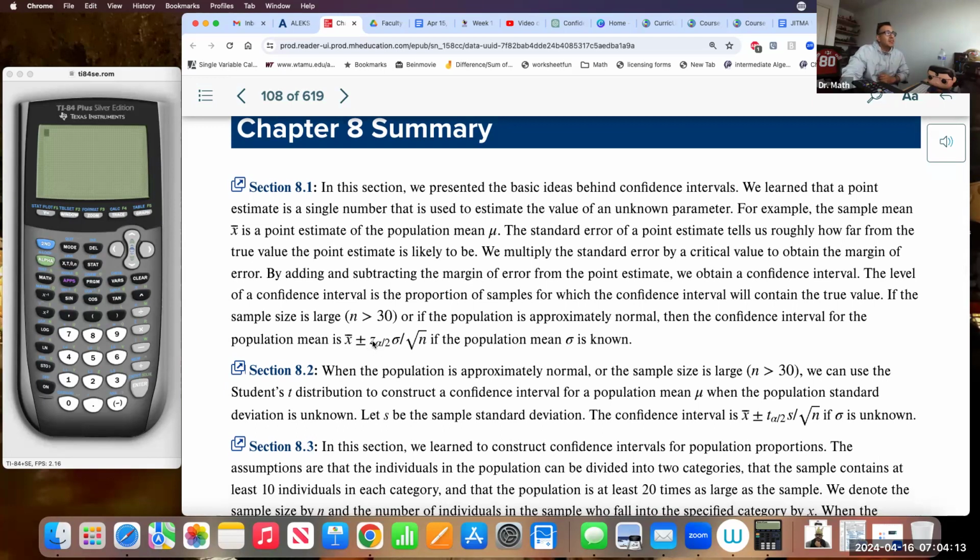And whenever you see the Z and then the subscript is alpha divided by 2, that just means you have two tails, all right? So you can ignore that alpha divided by 2, and we're just finding the Z. And right now, what I want to focus on is how to find this using our TI-84 calculator.